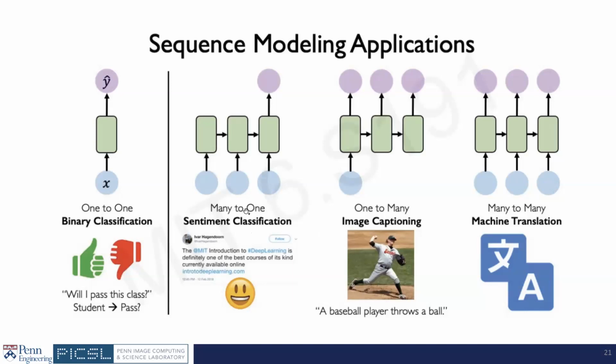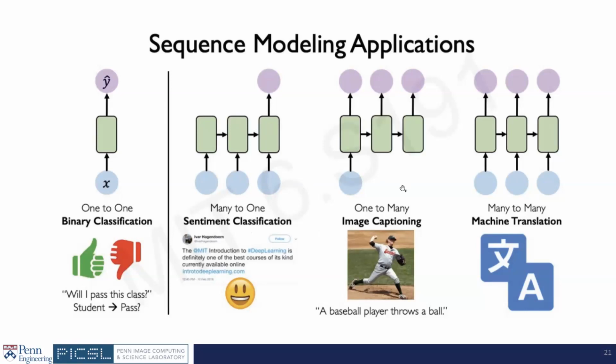So you have this many-to-one application where you are given, let's say, a paragraph or a sentence, and you want to analyze the sentiment of that. That is whether it is sad, happy, or what have you, right? So you have many, which basically means a lot of text, and one is basically a single output, right? So you have a lot of different inputs and one output.